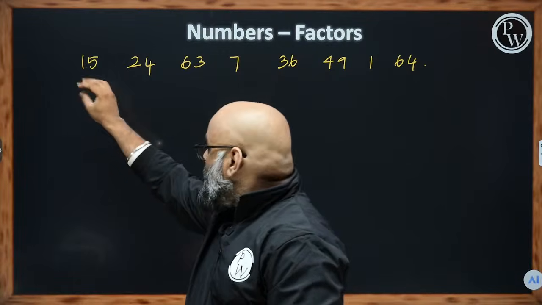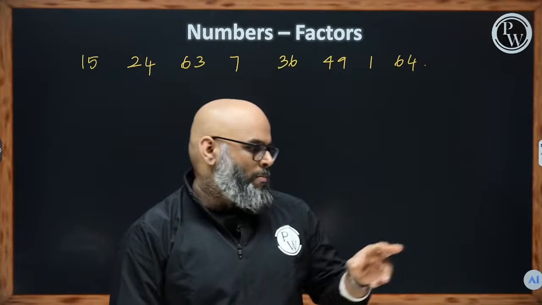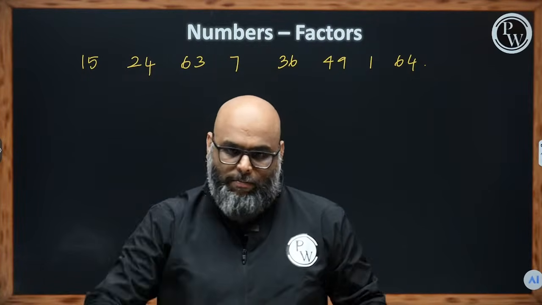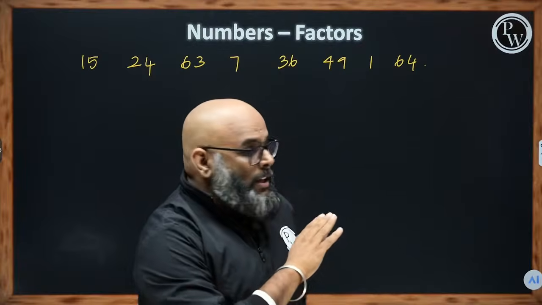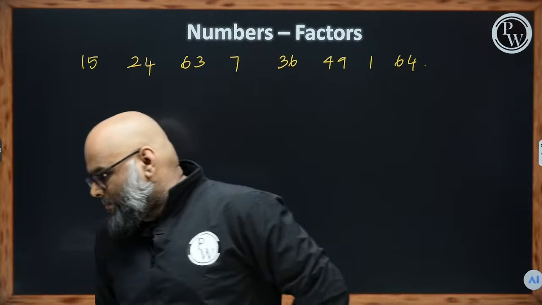How many factors does 15 have? 24, 63, 7 each. You can pin it down as one whole comment or you can put A, B, C, D. Give me the number of factors for all these questions. I'll give you 4 minutes time. Go for it.